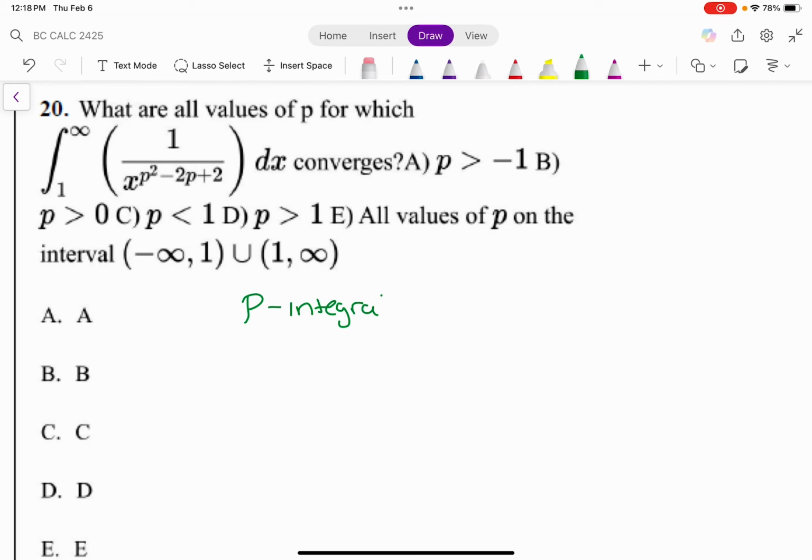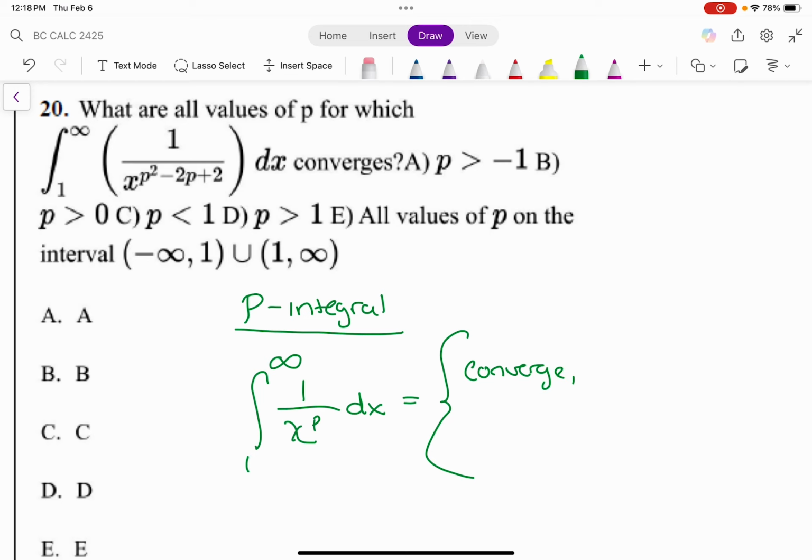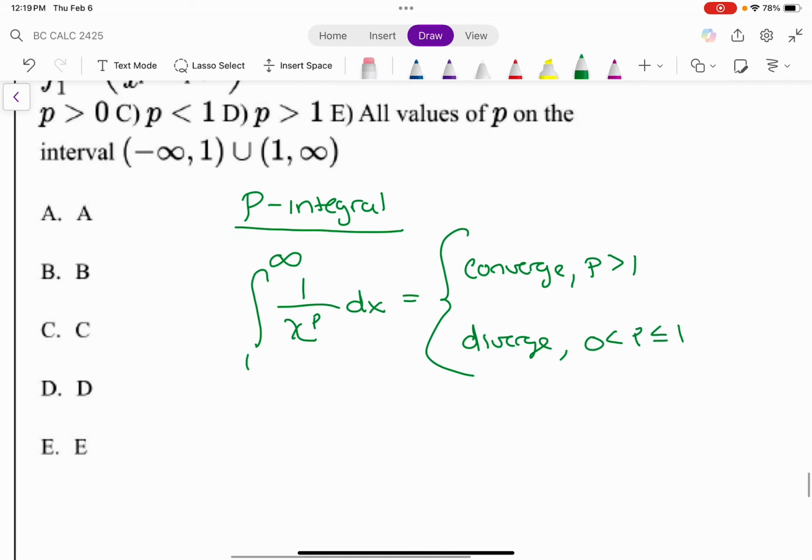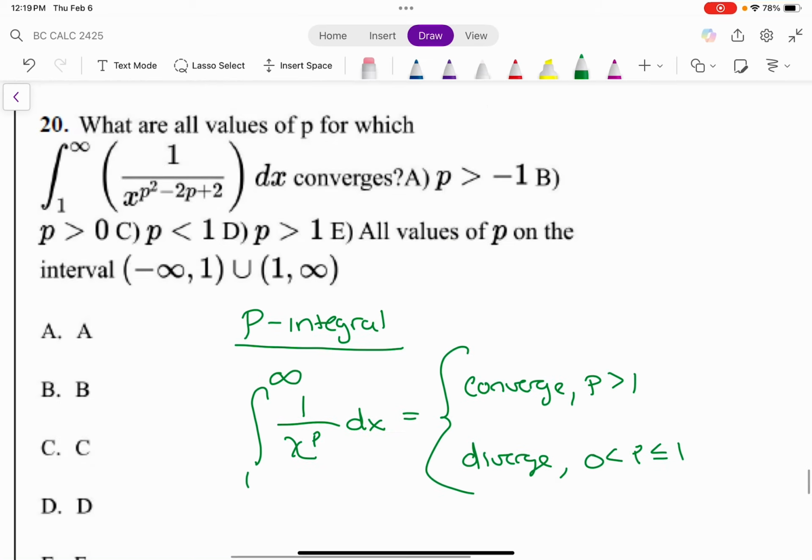A p integral has this property, which is that this will converge if p is bigger than 1, and it'll diverge if p is less than or equal to 1, and I guess bigger than 0, to be a proper p integral here. So when will this converge?